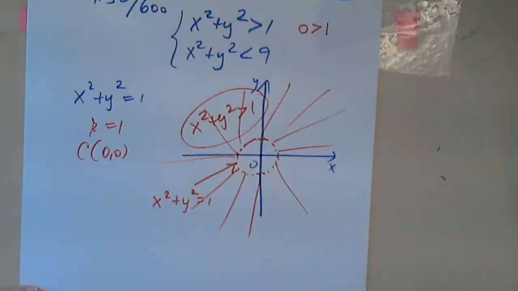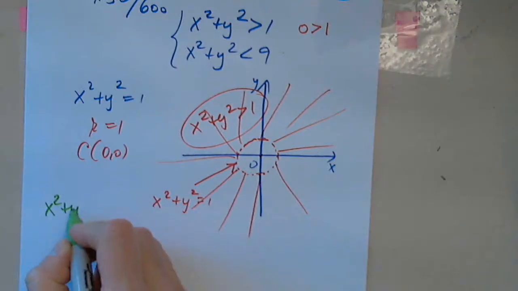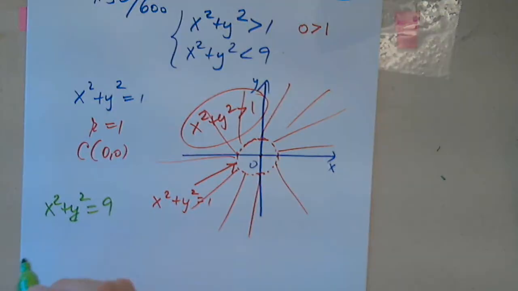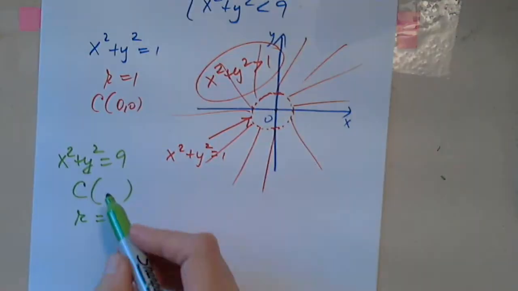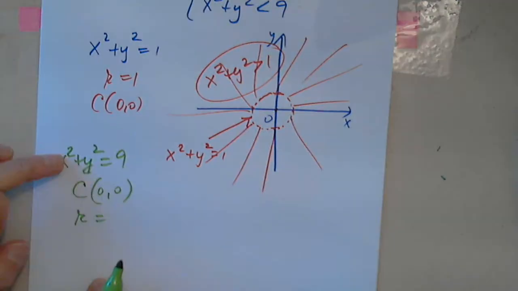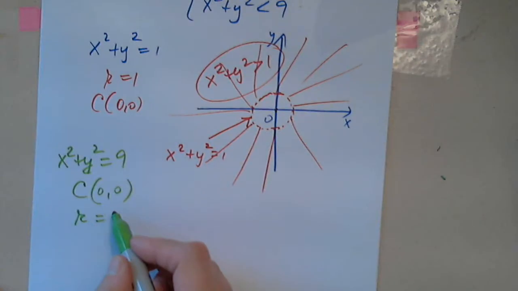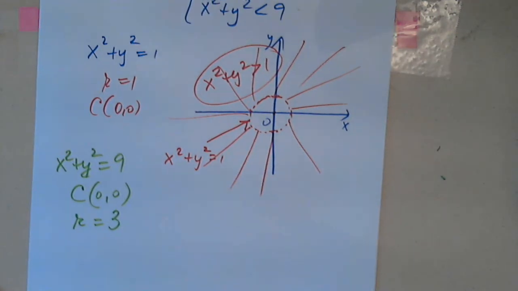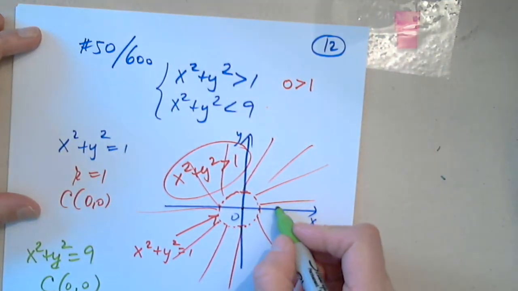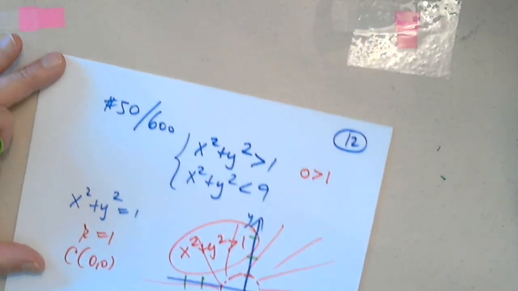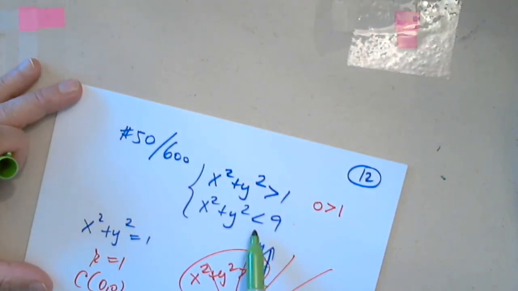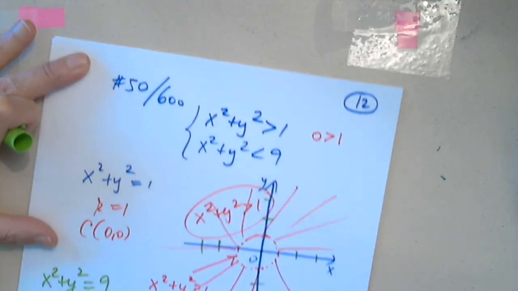Now I'm looking at the second one. X squared plus y squared equals 9. What is this? Circle? Yes, still the origin because there is nothing added or subtracted to y or x. And the radius is? 3. Right? Sorry. No worries, no worries. So, here it is. Solid curve or not? No. Very good.